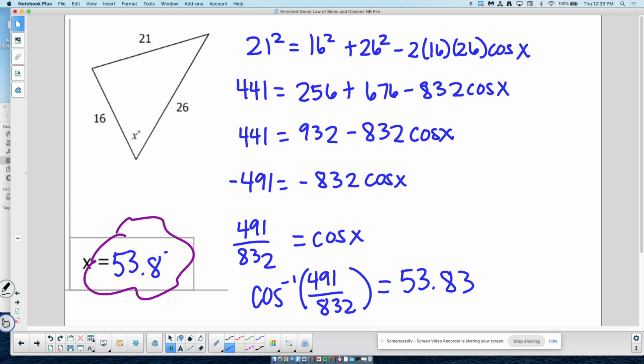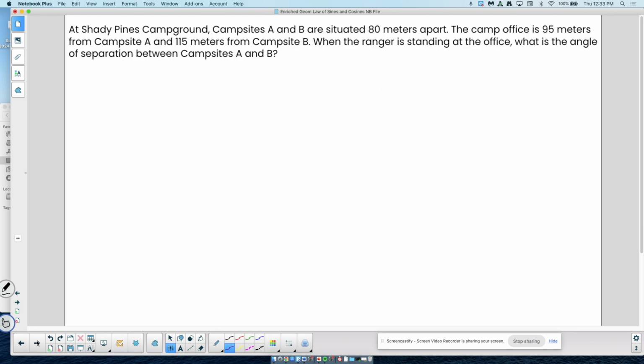Okay, we'll end with a little application here. At Shady Pines Campground, campsites A and B are situated 80 meters apart. The camp office is 95 meters from campsite A and 115 meters from campsite B. When the ranger is standing at the office, what is the angle that separates campsites A and B?